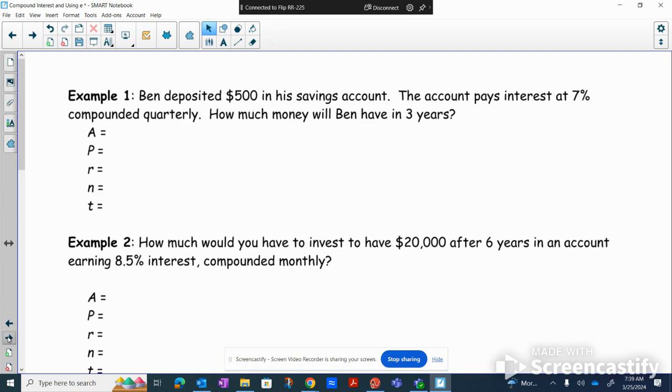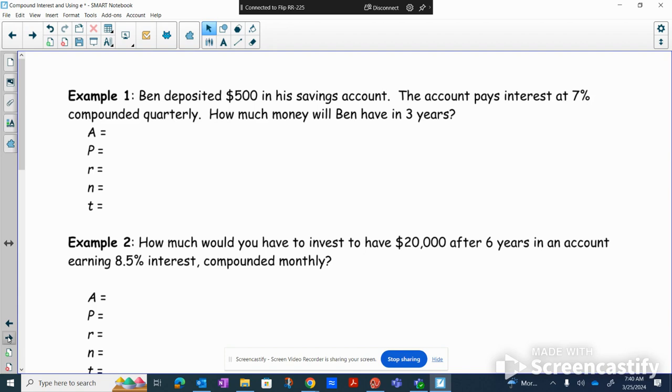Here we have Ben. He deposited $500 in his savings account. So the $500 is going to be P, the initial amount. And I'm sorry, I'm not able to write on my screen. For some reason my board is not allowing me to do that. But we're going to continue anyway. The account pays an interest of 7%, which is, remember, divide by 100, which is 0.07 for R. It's compounded quarterly, which means it's compounded 4 times a year. And how much money will Ben have in 3 years? And 3 would represent time. So what we're looking for is A.